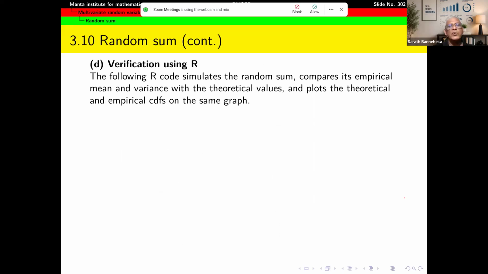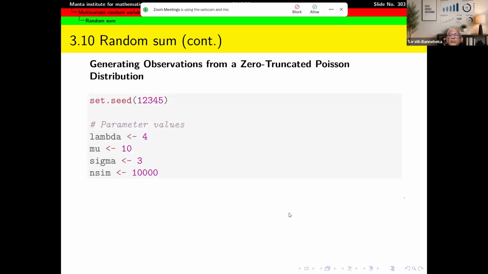So the following R code simulates the random sum, compares the cumulative mean and the empirical mean and variance with the theoretical values, and plots the theoretical and empirical CDFs. And I'm also uploading the histogram of the PDF. I have separated the whole program into several parts because the program is a little long and I cannot put everything in one slide.